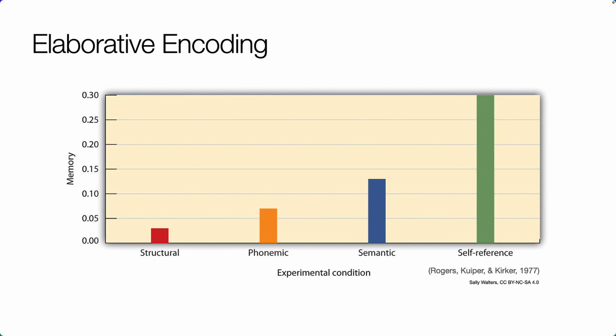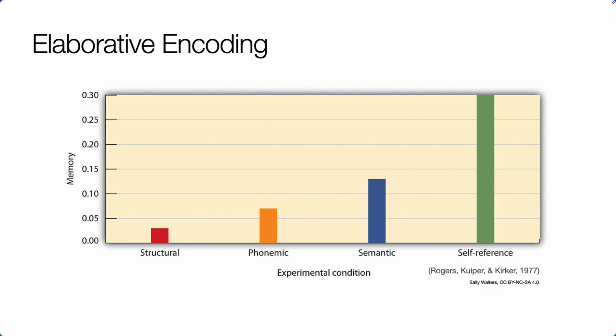In the semantic task, participants were asked if the word was a synonym of another word. In other words, really thinking about the meaning of the word, meaning that they can only derive from relating the word to knowledge they already have. And in an added condition, the self-reference condition, participants were asked whether or not the word was true of themselves, if it described them. And you can see this had a huge effect on memory.